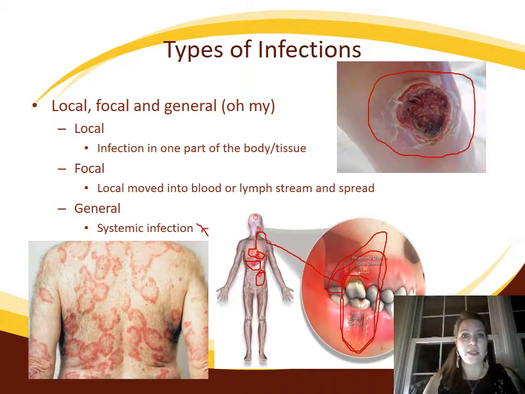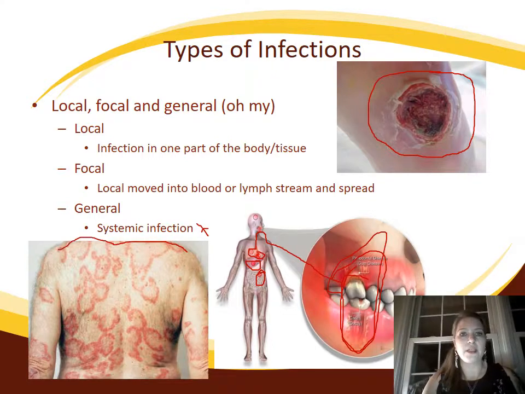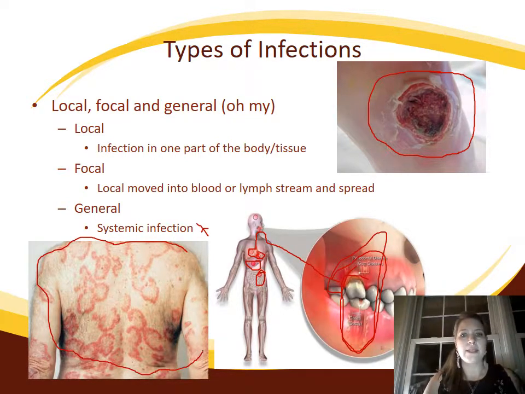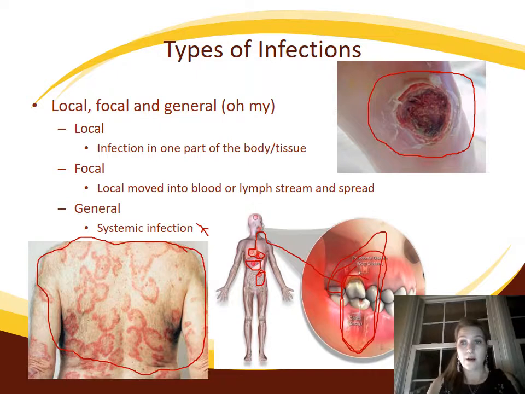Okay. Then a general infection is referred to as a systemic infection, something that is throughout your entire system. And here's an example of an individual with lupus who has an infection throughout his entire system, causing a rash that is throughout the entire body.